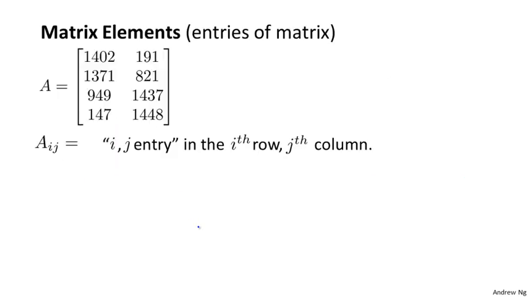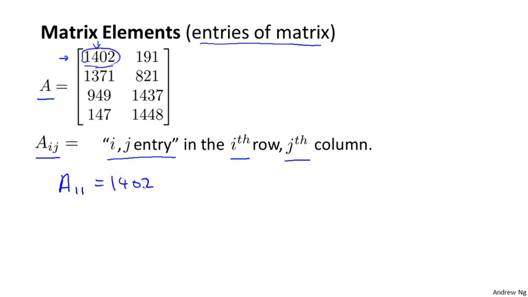Next, let's talk about how to refer to specific elements of the matrix. By elements of the matrix, I just mean the entries or the numbers inside the matrix. So in the standard notation, if A is this matrix here, then A subscript ij is going to refer to the i,j entry, meaning the entry in the ith row and the jth column. So for example, A11 is going to refer to the entry in the first row and the first column. And so A11 is going to be equal to 1402.